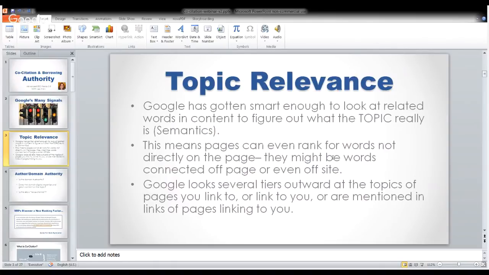And so that becomes really, really beneficial for us now that they've closed all the other old loopholes that we used to get away with. And so that's topic relevance.